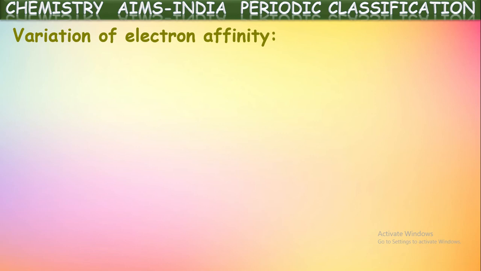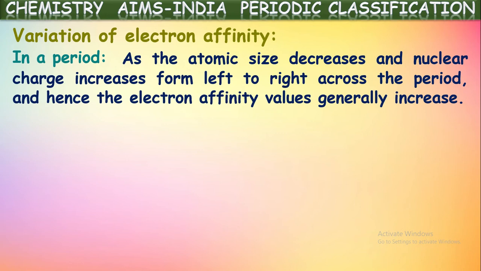Now let us see the variation of this electron affinity in the modern periodic table. First let us see how it varies in the periods of the modern periodic table. As the atomic size decreases and nuclear charge increases from left to right in a period, the electron affinity values generally increase. We are saying electron affinity means the amount of energy released while gaining an electron.